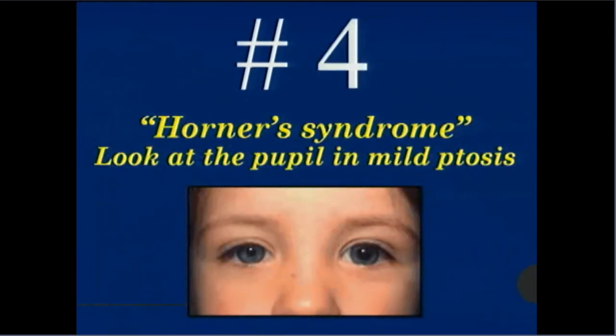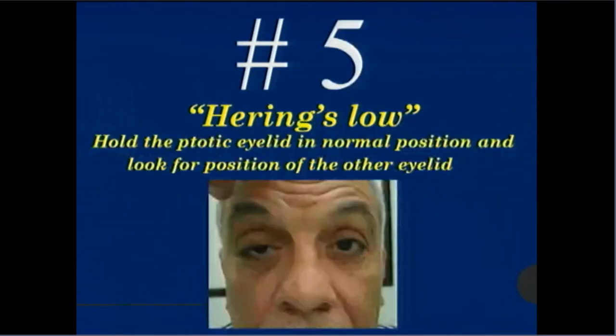If you have mild ptosis, it does not make any sense to think about Horner syndrome if the patient has severe ptosis. But if he has mild ptosis, always look at the pupil. Because if the patient has Horner syndrome, especially if it is acquired, you have to send the patient directly to imaging. So they might have something that can kill the patient. So always think about Horner syndrome in mild ptosis.